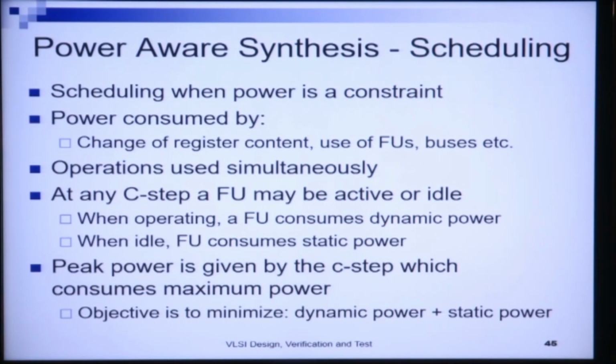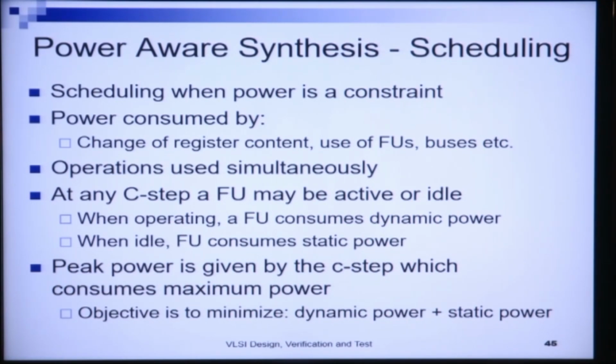Power is consumed by change in register content, use of functional units, buses, etc. If operations are performed simultaneously, power is consumed. What is the measure of the power consumed by a functional unit? At any C step, a functional unit can be active or idle. When it is active, that means it is executing some operation in it, it consumes dynamic power. When the functional unit is idle, it consumes static power.